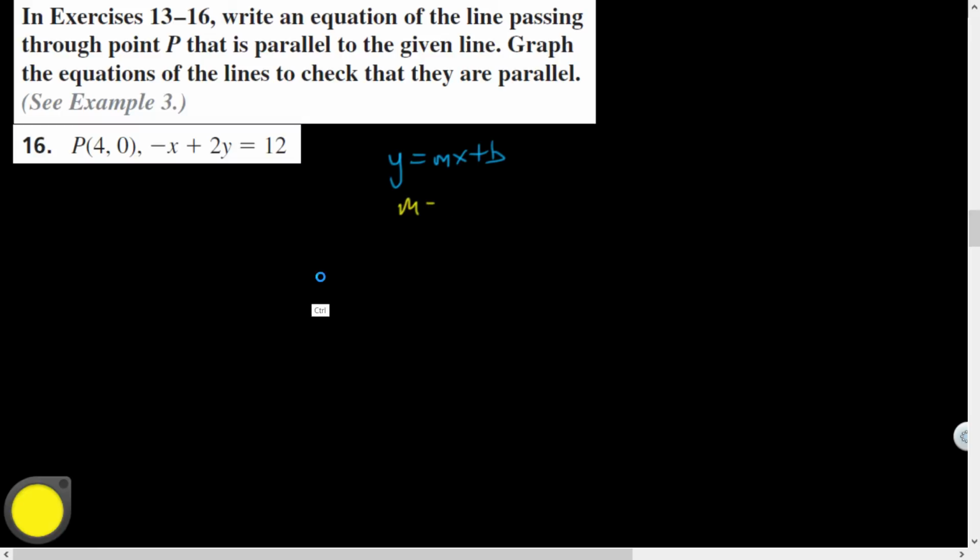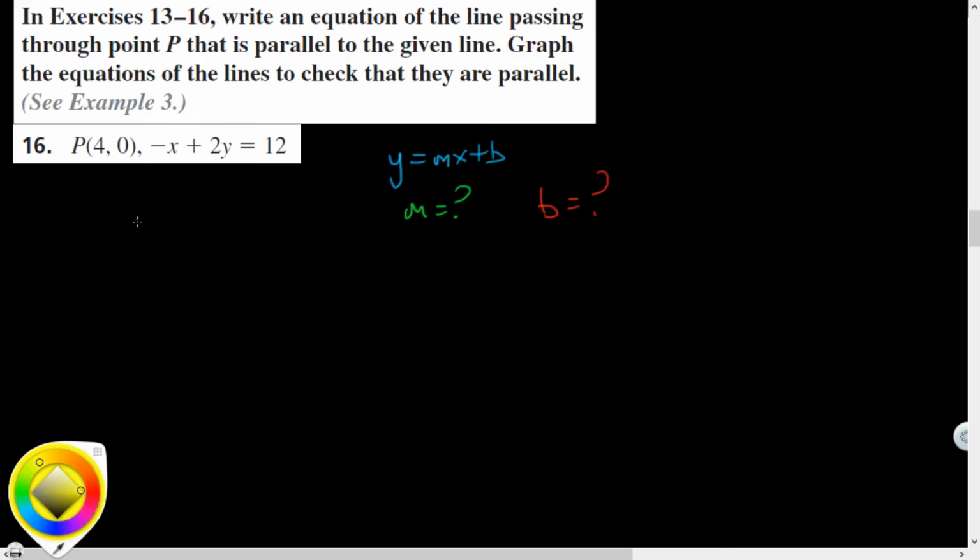All right, actually, I'm going to choose some colors on this. So I need to find m, and I need to find b. Those are the two components, the slope and the y-intercept, that are like the DNA of a line, the thing that describes what it looks like at the end of the day. Now the slope, if it's parallel to this line, how could I find the slope? Well, what is the slope of that line?